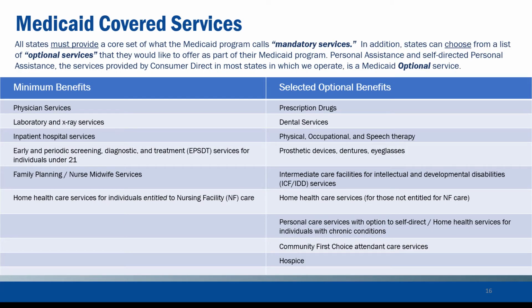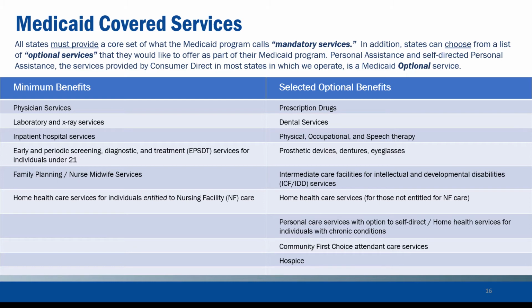As we have noted, Medicaid can cover a variety of services. However, it is important to note that those services are deemed either mandatory or optional. All states must provide a core set of what the Medicaid program calls mandatory services. These services might include benefits such as physician services, laboratory and X-ray, family planning, or home health care services for individuals entitled to nursing facility care.